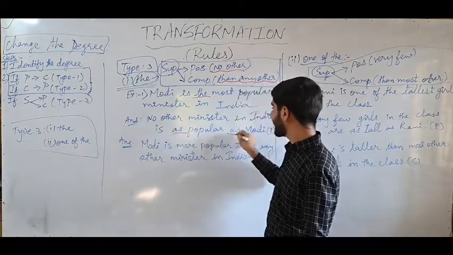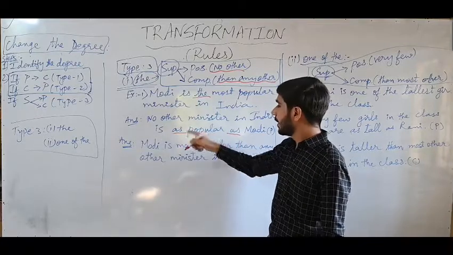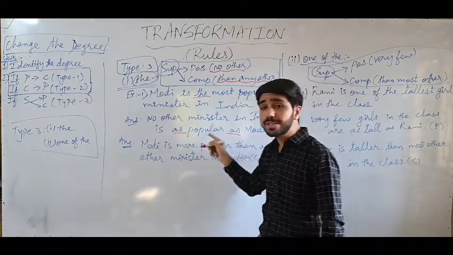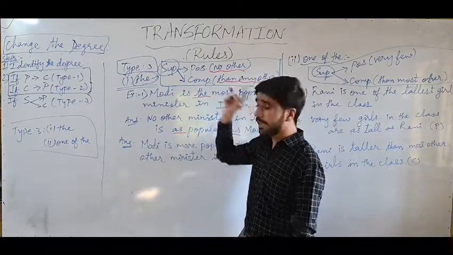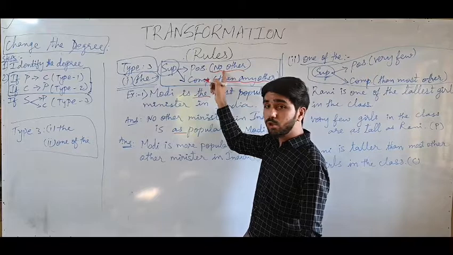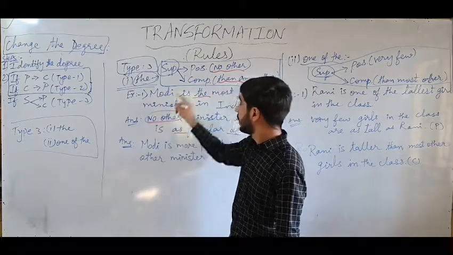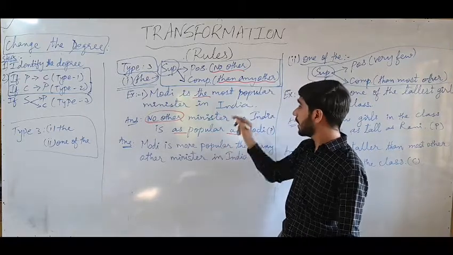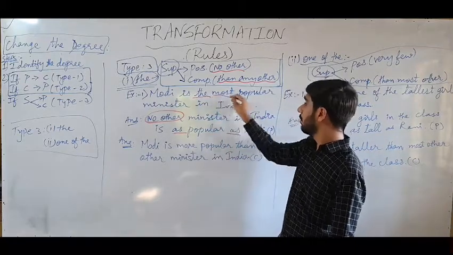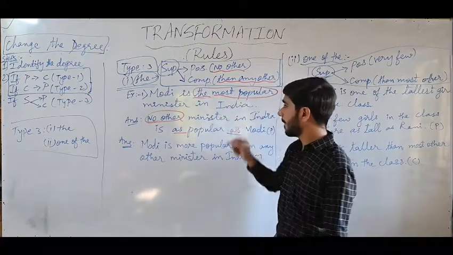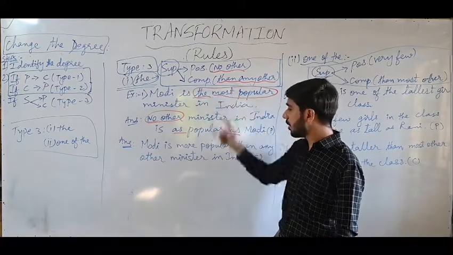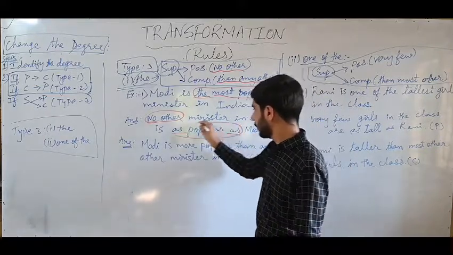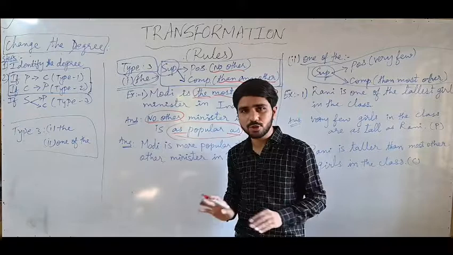Now, as you can see, we have used the adjective in between "as dash as". So when do we use "as dash as"? For positive degree. And we have started the answer with "no other". As I told you in the rules, start the answer with "no other". No other minister in India is as popular as Modi. Now, here it is given "the most popular", means it is superlative degree. So from superlative we are changing to positive. So it becomes "as popular as", and the rest of the sentence as it is, no change.